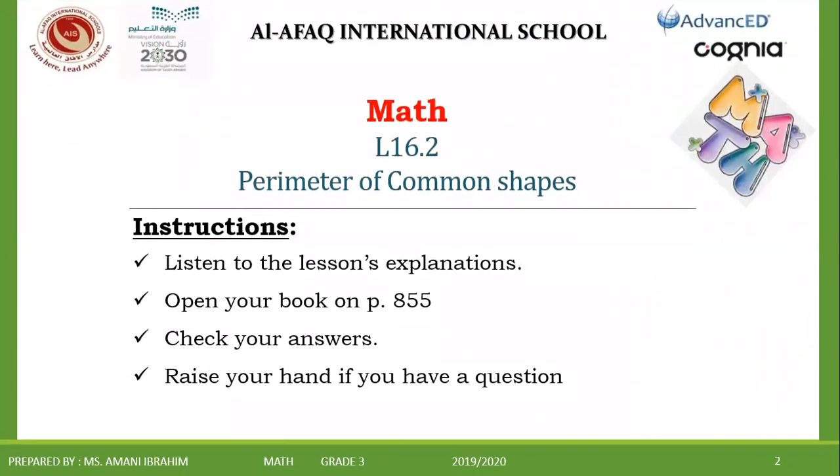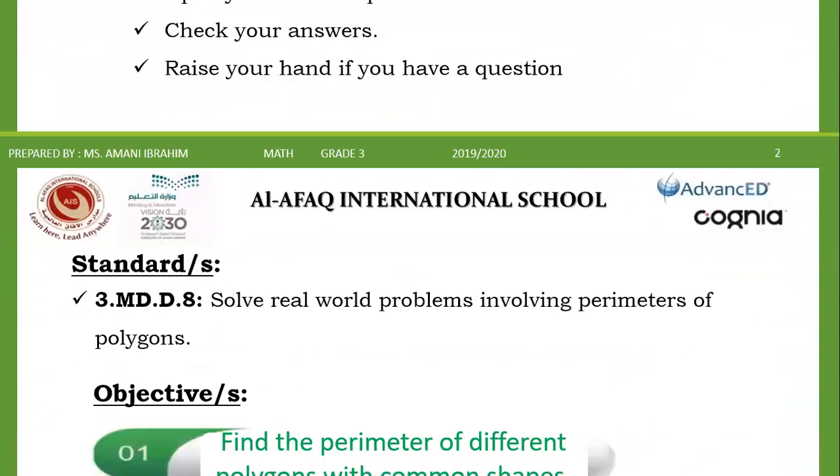We are going to take the second lesson in topic 16, Perimeter of Common Shapes. Instructions: listen to the lesson's explanations, open your book on page 855, check your answers, and raise your hand if you have a question.